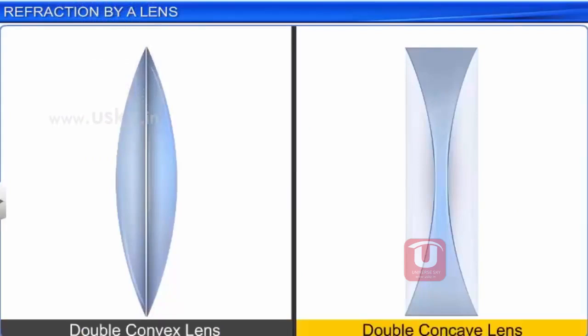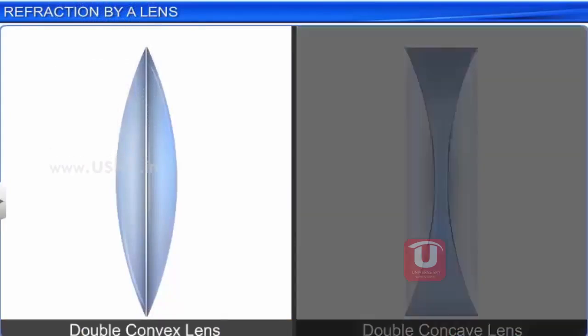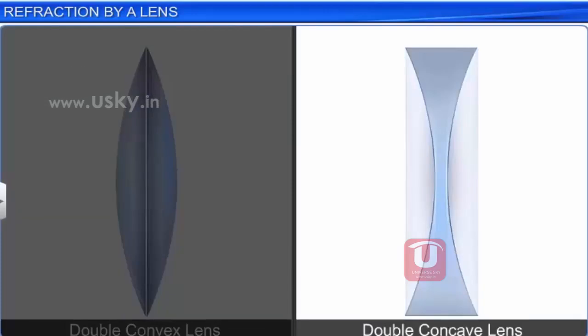If both the surfaces are convex, the lens is called a double convex or a biconvex lens. And on the other hand, if both the surfaces are concave, then the lens is a double concave or a biconcave lens. The central point of a lens is called its optical center.